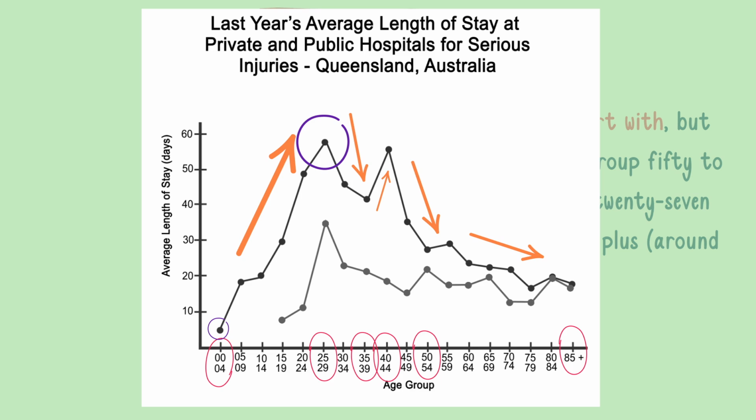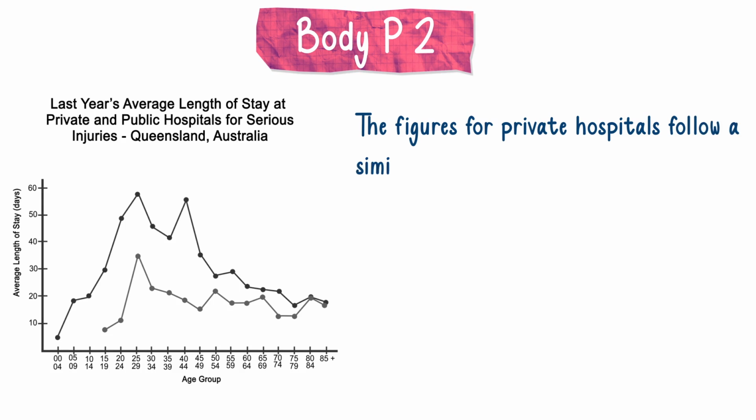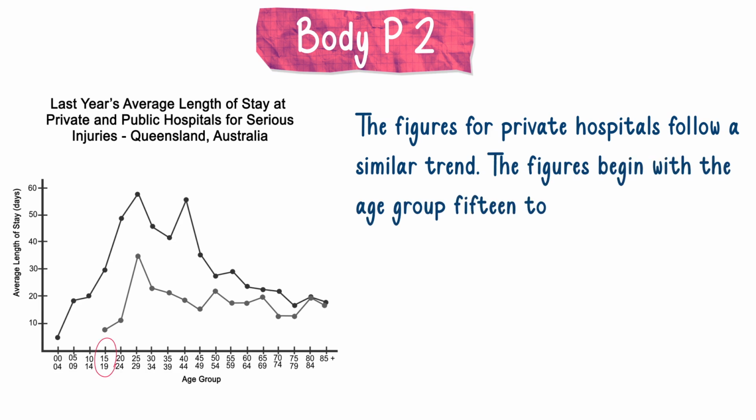So we do the same here. We do the same for private hospitals in the second body paragraph. So now let's start writing our second body paragraph. The figures for private hospitals follow a similar trend. That's it. I mentioned here that, all right, it follows a similar trend. Now, the figures begin with the age group 15 to 19 years. Yes, that's it. The beginning point here is from 15 to 19 years.